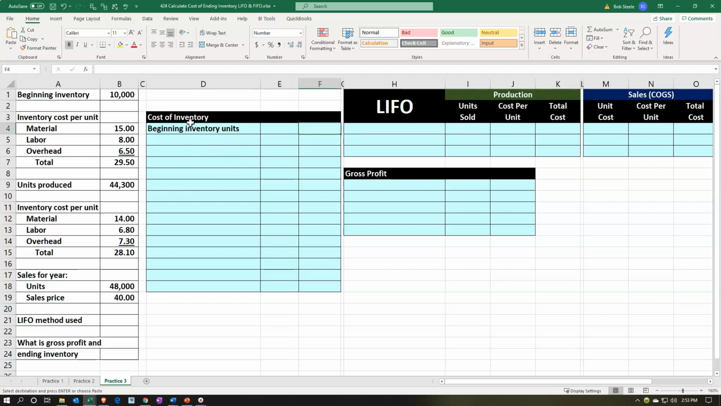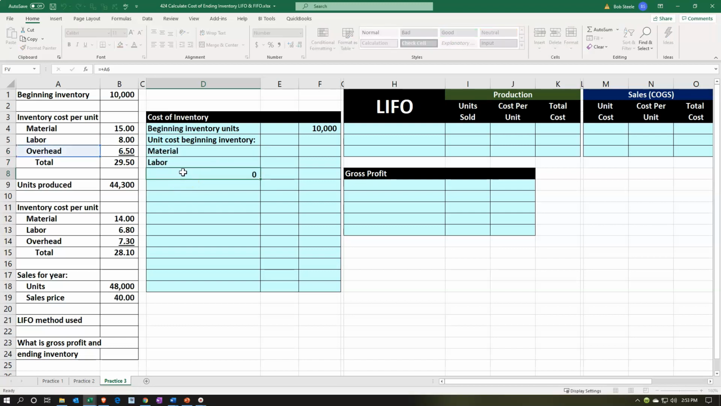Practice the formatting. We're going to say the inventory beginning 10,000 units. We got the units beginning inventory, and the per unit will consist of materials. I'm going to use our autofill now to copy this down. Notice how it picks up the formula down even though we're using words. We're going to then pull the amount, which is going to be the 15.